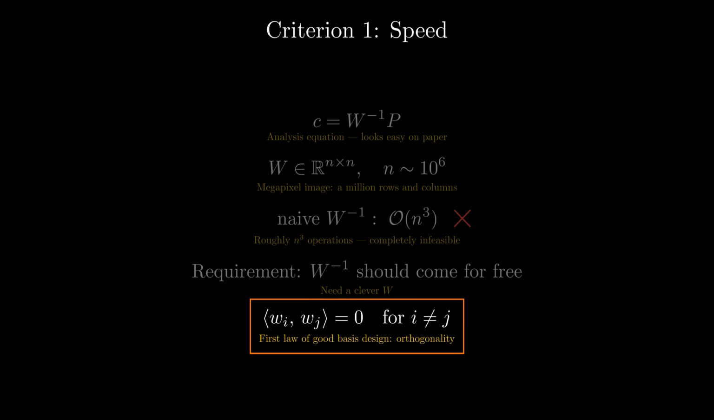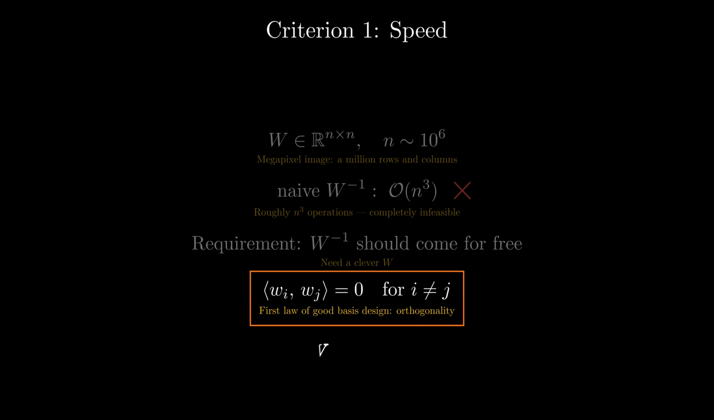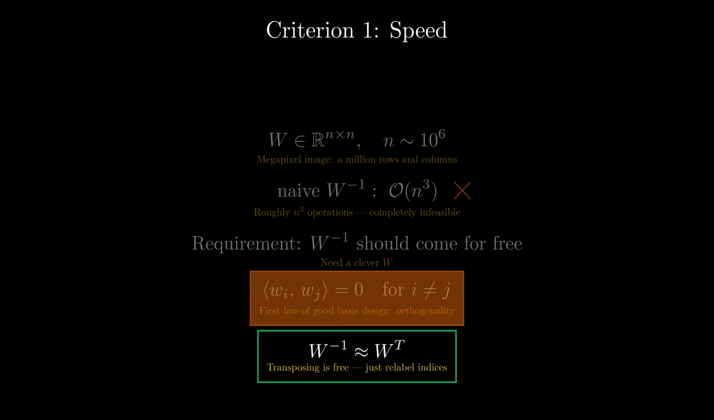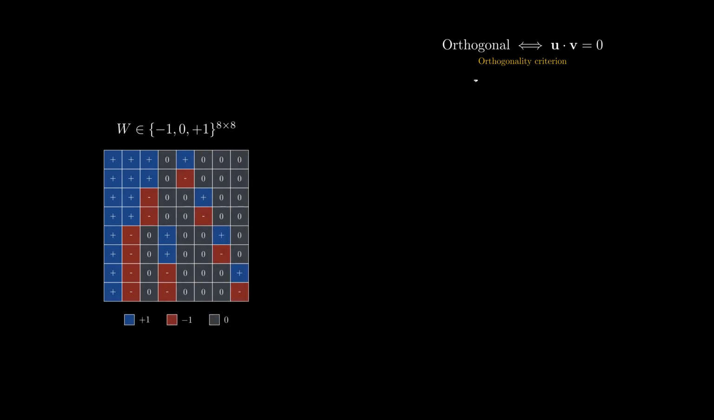When the columns of W are mutually orthogonal, the inverse becomes essentially the transpose, and transposing is free, it's just relabeling indices. Two vectors are orthogonal when their dot product is 0. Let's check this on a Haar wavelet basis. Here's an 8 by 8 wavelet matrix with entries plus 1, minus 1, and 0.